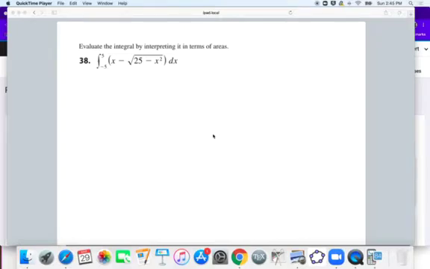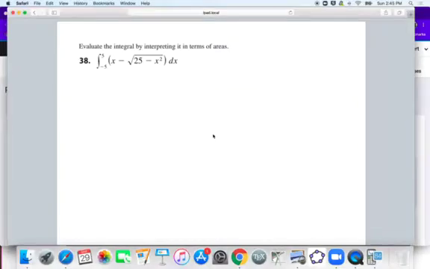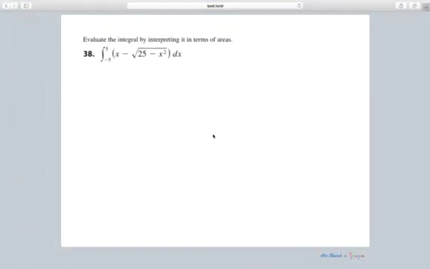Somebody asked me to do an explanation of number 38 from 6.3. So this was from before we went to break, so I wanted to post that here. I'm just going to go over this. The directions say evaluate the integral by interpreting it in terms of areas.